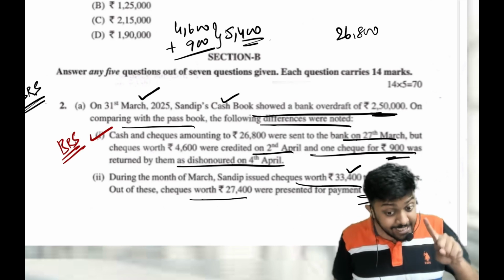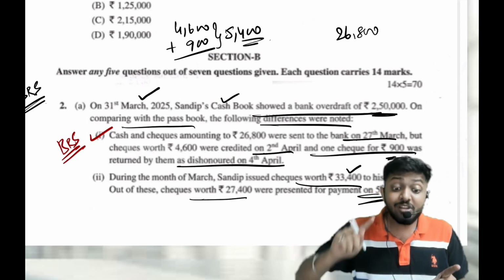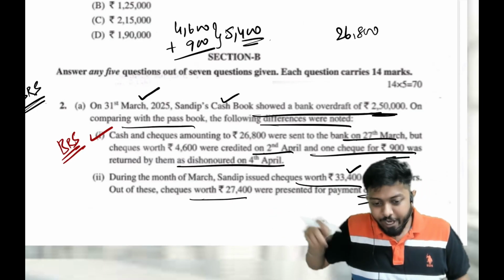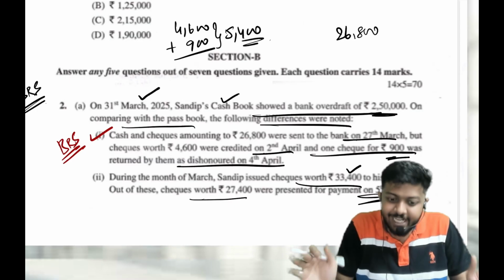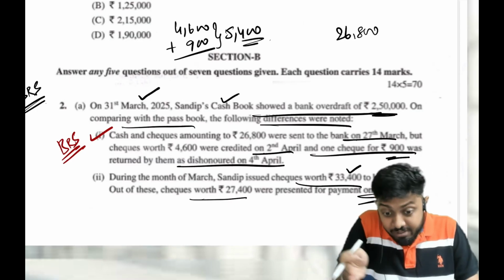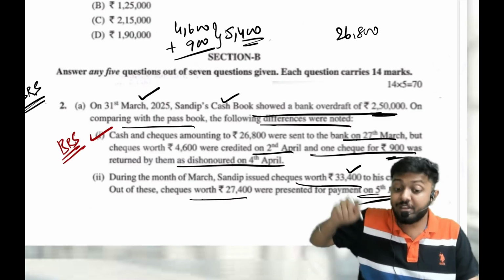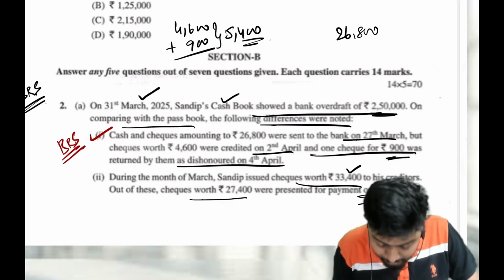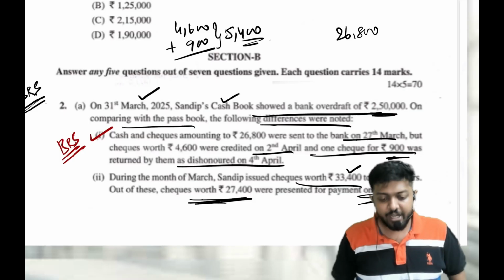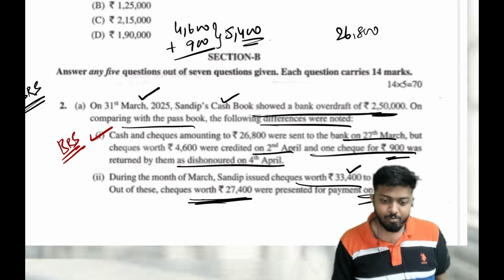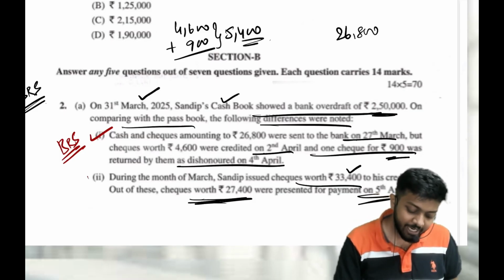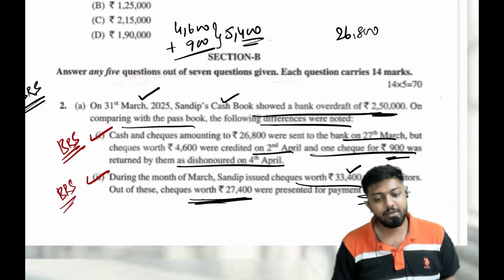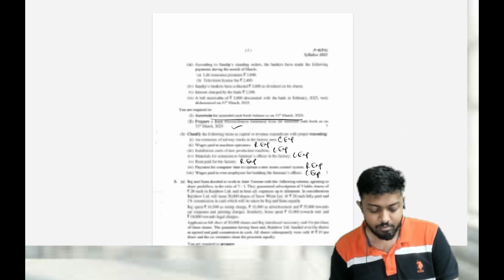That means 6,000 is presented within March only, within the BRS period only. Now tell me, 6,000 will not be the cause of difference; 27,400 will be the cause of difference, which happened after. Whatever happens within the BRS period gets corrected, don't worry. But 27,400 was presented for payment after the BRS period, so the cause of difference will be 27,400. We know that it is checks issued but not presented. It will be corrected in BRS. It's a banking timing difference, okay?